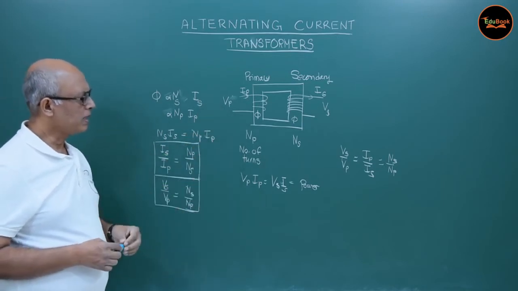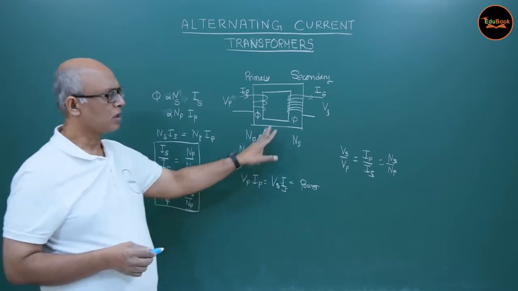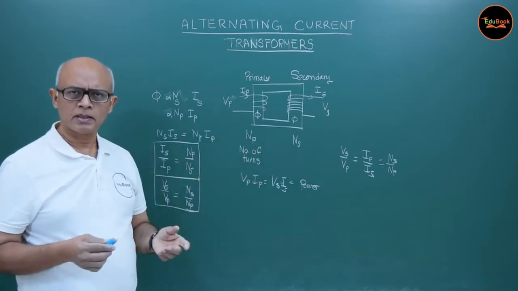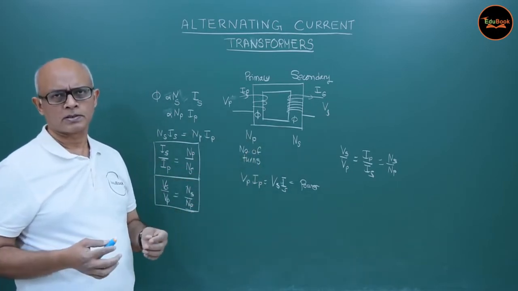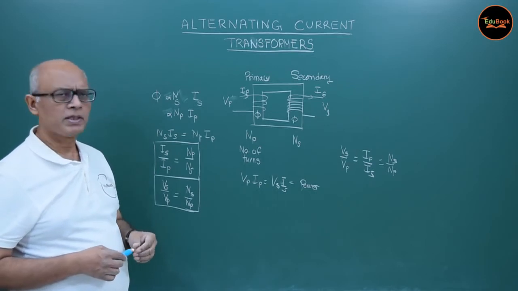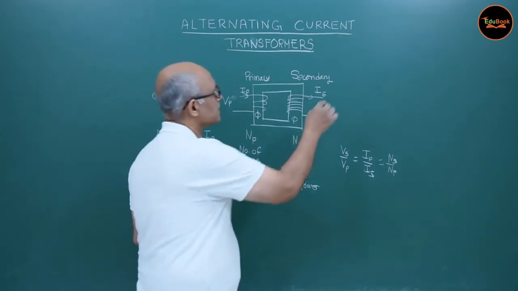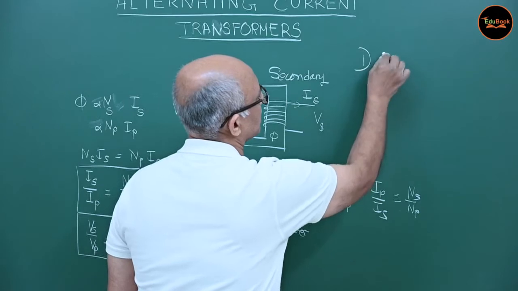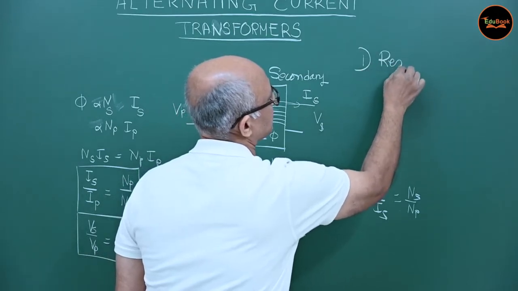The assumption we made here was that the power is not lost, but in real transformers, power is lost. They are lost because of various reasons. First reason is the resistance of the windings.